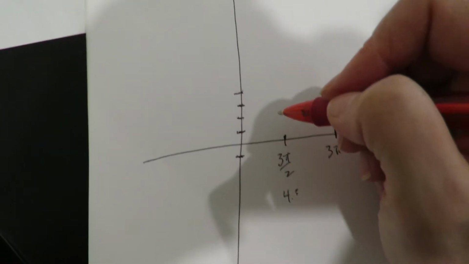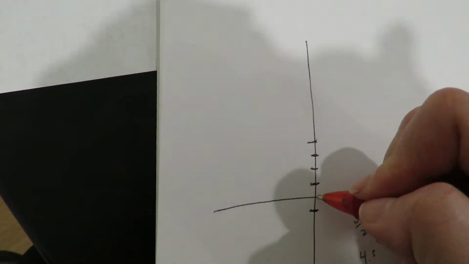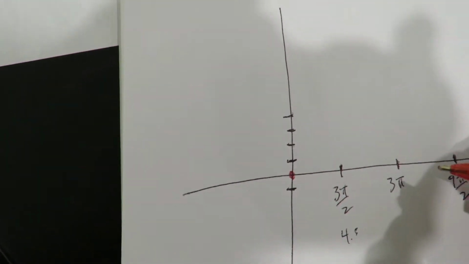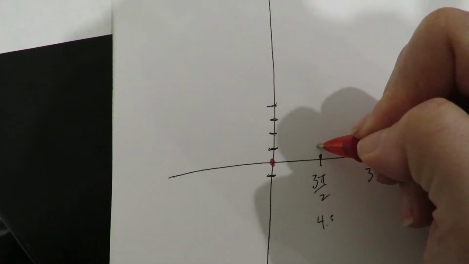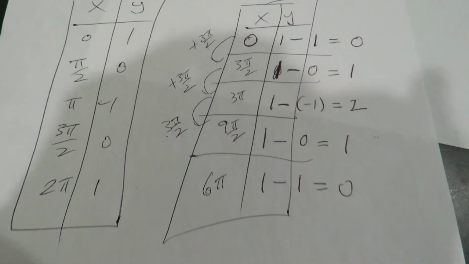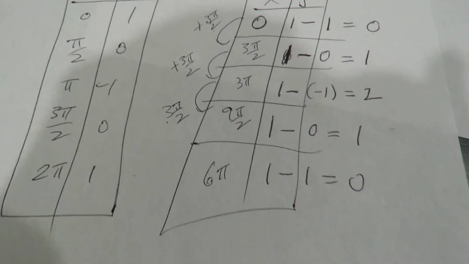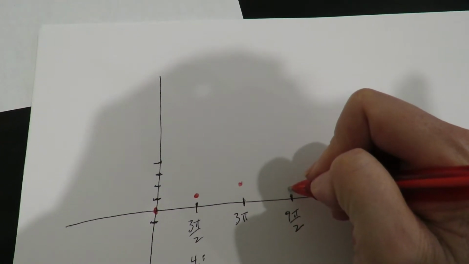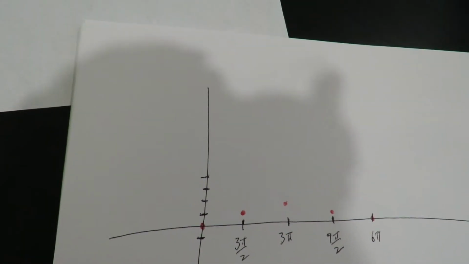All right, let's give it a go. So the first point is 0, 0. The next point is 3 pi over 2 and 1. The next point is 3 pi and 2. The next point is 9 pi over 2 and 1. The next point is 6 pi and 0. Okay.